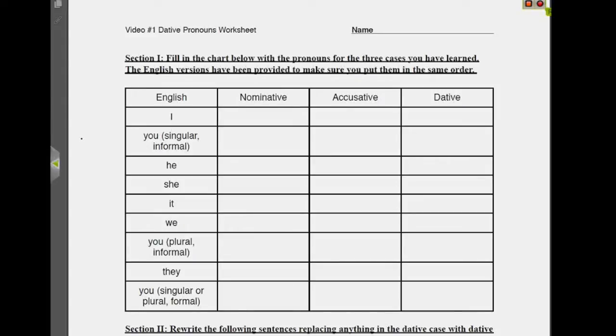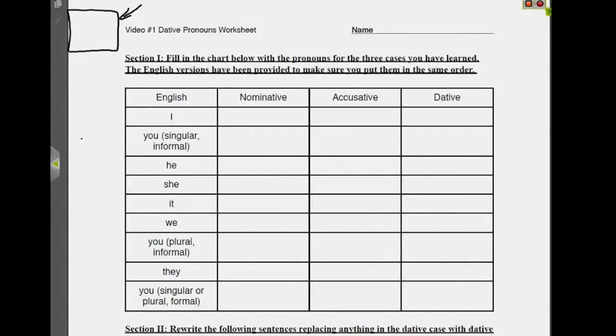This video goes with the video about dative pronouns from German with Puppets, series number 2. If you click on that little box right there, you can see the video with puppets, and they'll explain a little bit more about this, but I'm going to go through the worksheet that goes with that video. Start out here in section number 1.